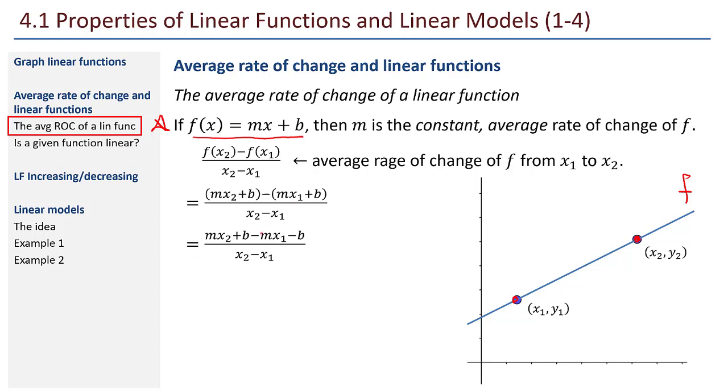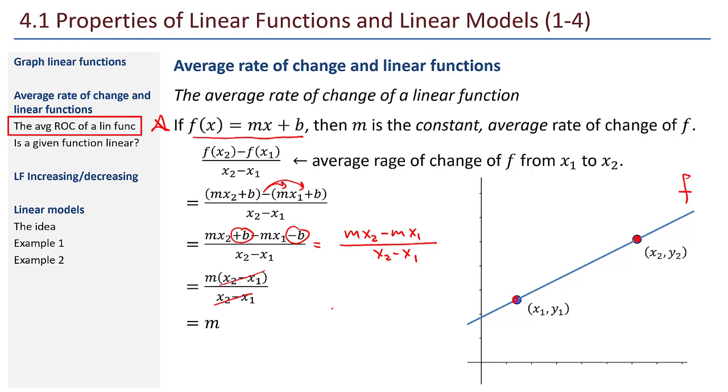I'll distribute the negative sign, so that negative sign comes out there. Look what happens. Now I have a plus b and a minus b, so I can just write this as m times x2 minus m times x1, all over x2 minus x1. And now I can factor out the m. So I get m times the quantity x2 minus x1, over x2 minus x1. But now I have a common factor of x2 minus x1, and all I'm left with is the m. So this confirms something we probably guessed already, that m is the average rate of change of this function.